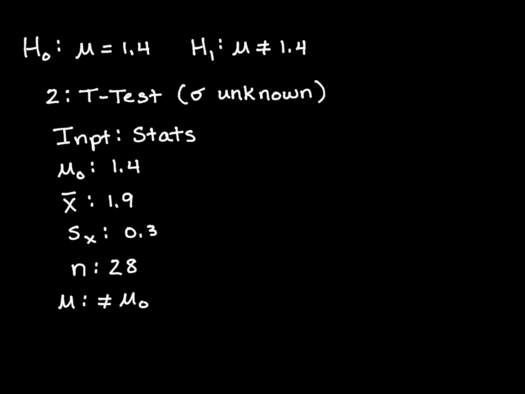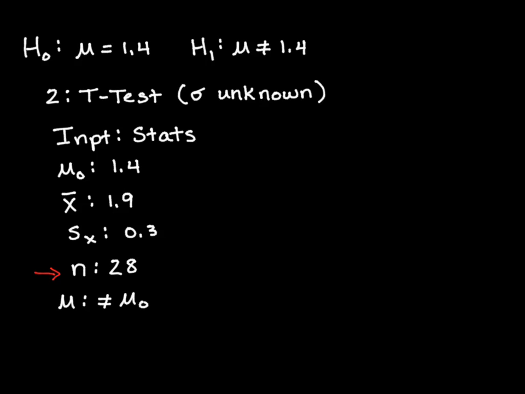Mu0 is again 1.4. And now we have the values for x bar and S. In the calculator, it always says SX, but that's all right. We put in 0.3 for that, and our sample size is 28. Remember, n is the sample size, so we're not going to use degrees of freedom here. I know that's a little confusing. And mu is not equal to mu 0.